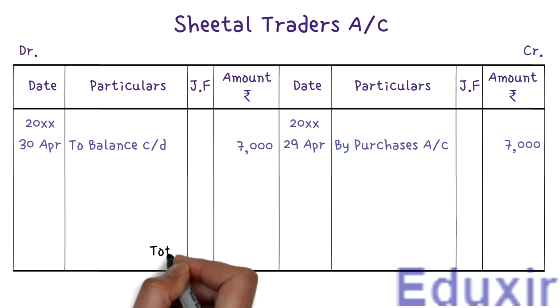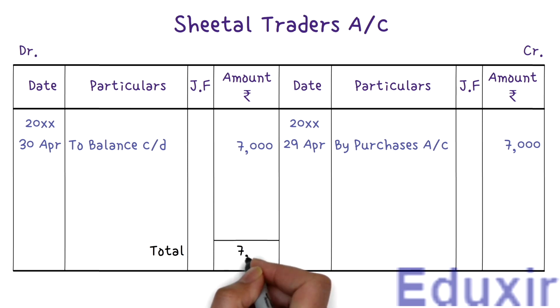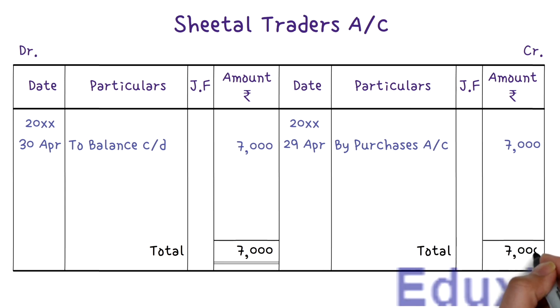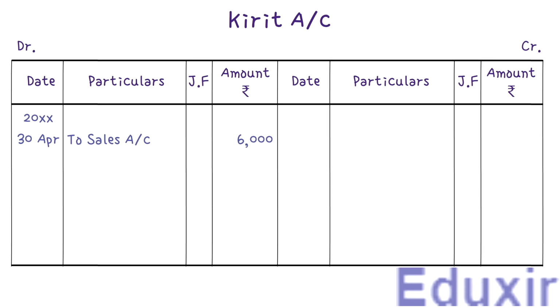Now the total on the debit side is 7000 rupees. And the total on the credit side is 7000 rupees. So now Sheetal Traders account is balanced. Let us now take up Kirit account.